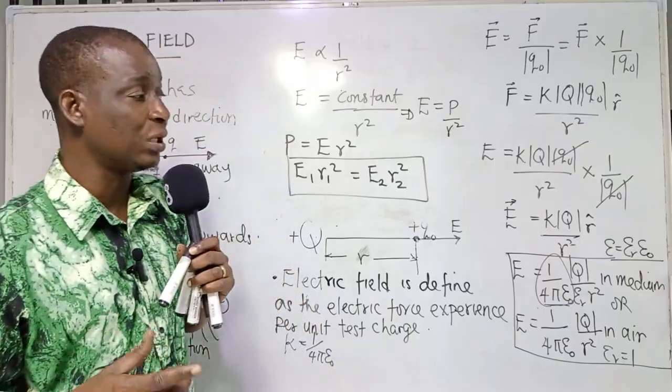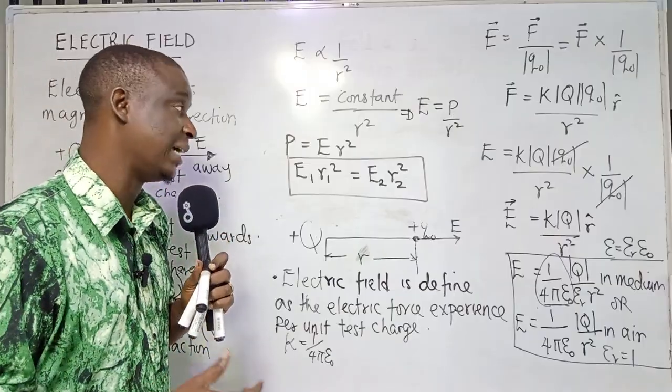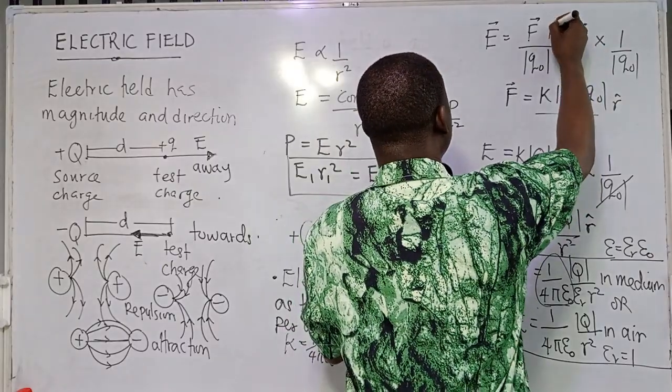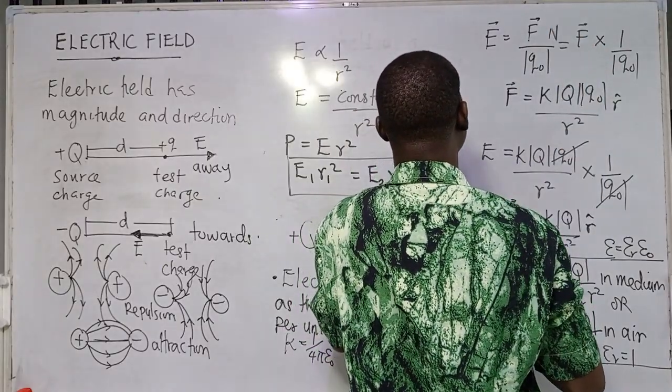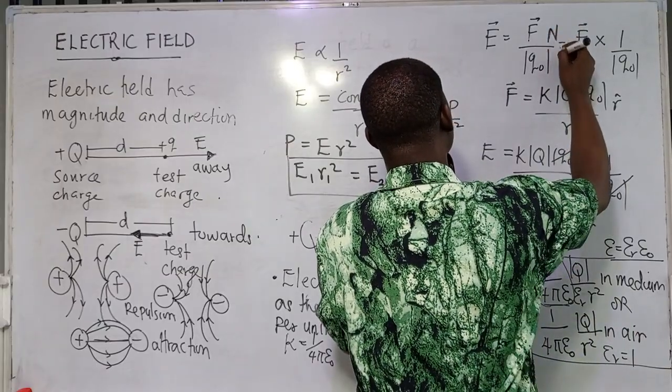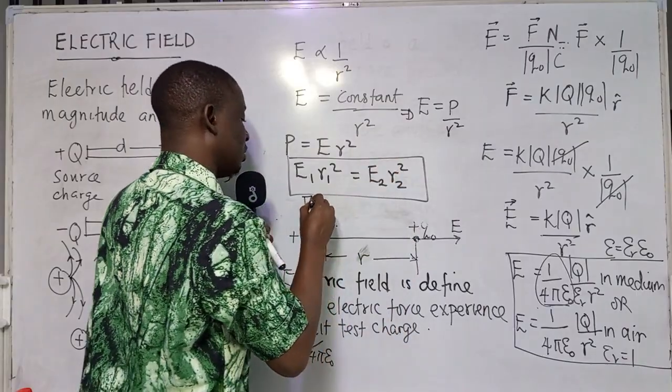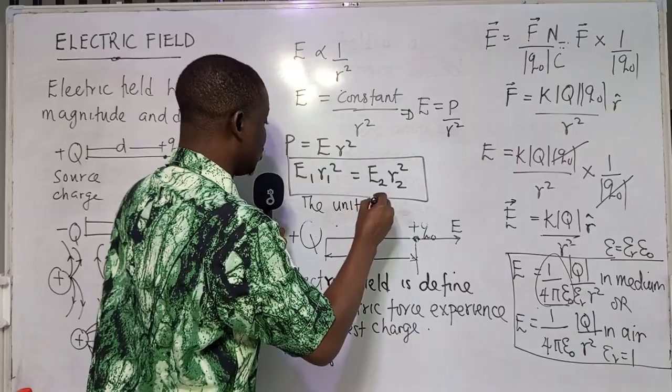Somebody will ask me, what is the unit of electric field? The unit of electric field is Newton per Coulomb, in case you are asked.